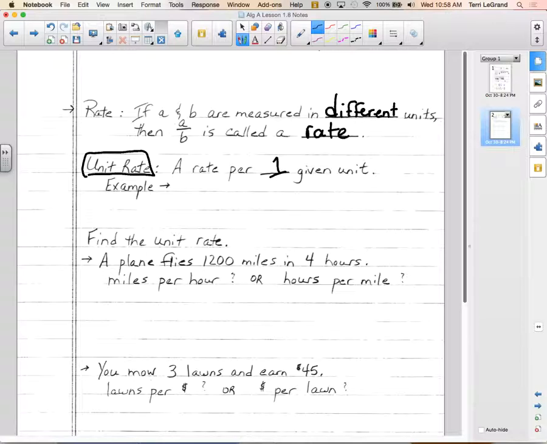Cody? For every one galaxy there are 1,000 stars. Okay, so how would we state that though if we wanted it to be stated as a unit rate? For every 1,000 stars there is a galaxy.